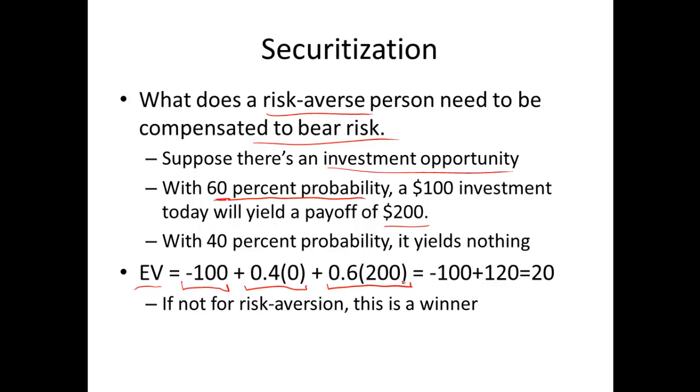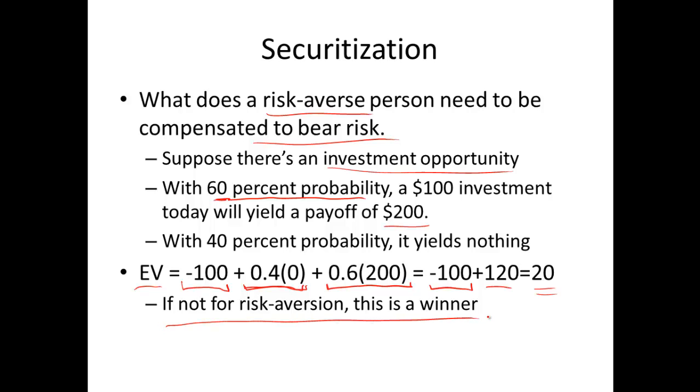So if we add up these probability weighted things, well, with certainty we lose 100. With 40% probability we get back 0. And with 60% probability we get back 200. 60% times 200 is 120. So minus 100 plus 120 is 20. In other words, this thing has positive expected value. The expected payback of 120 is bigger than the upfront cost of 100. If not for risk aversion, this one's a winner.